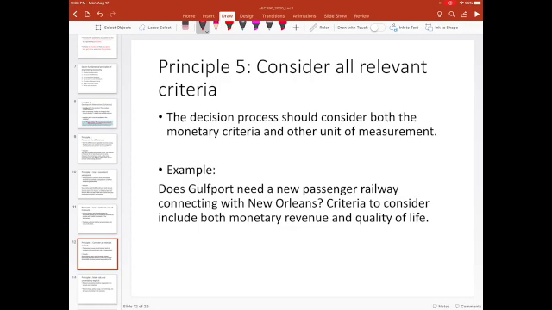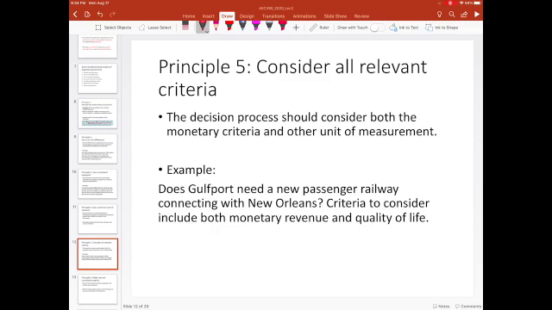So the criteria to consider is, of course, the cost of this new railway, and then the benefit, right? How many passengers will buy the ticket? That's the revenue for the railway company. And how many passengers will visit Gulfport and spend money in the restaurants and the hotels. That's also revenue. So that's something you can translate into US dollars, as long as you know how many passengers will get off the train and get on the train every day.